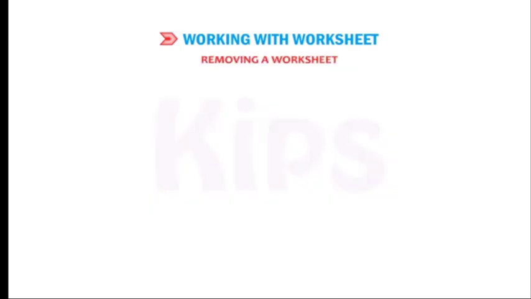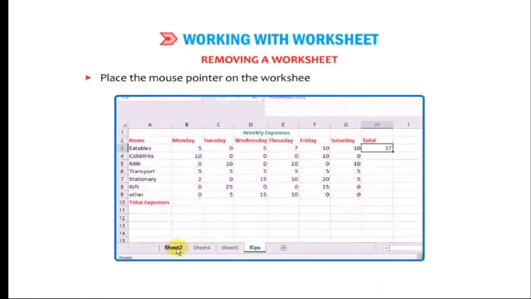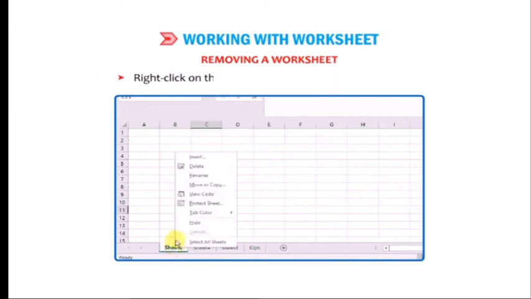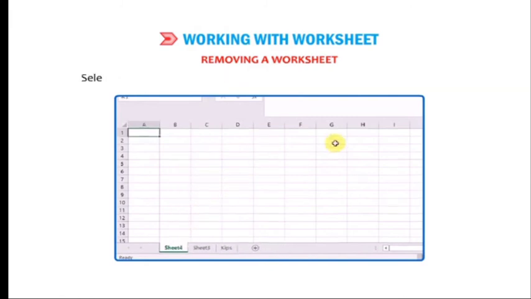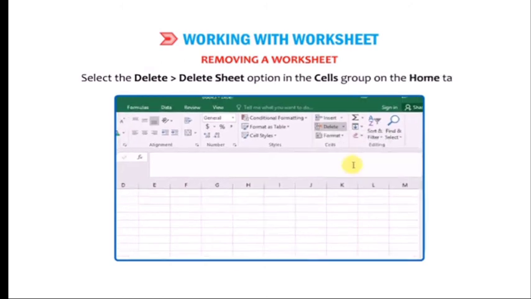Let us find out how to remove a worksheet. Place the mouse pointer on the Worksheet tab that you want to delete. Right-click on the Sheet tab and select the Delete option, or select Delete, then go to the Delete Sheet option in the Cells group on the Home tab.